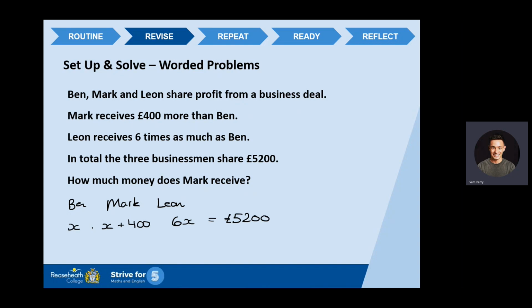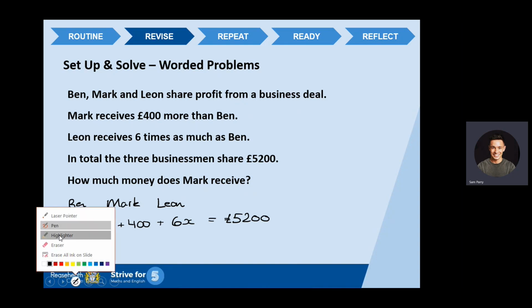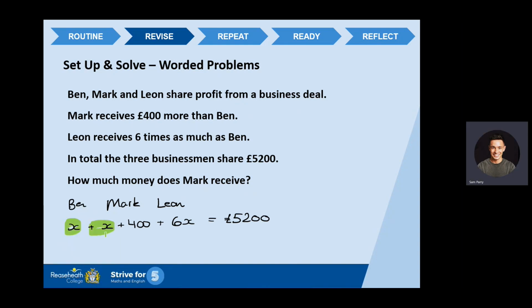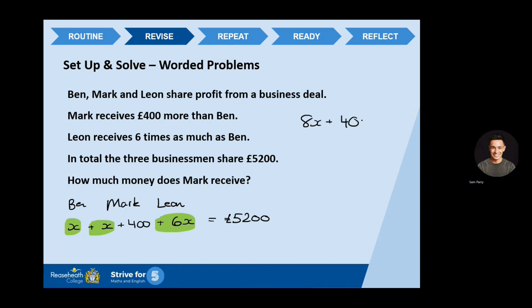Okay. So if we add those values together, we'll know what we need to do. So let's group them together now. So we've got x plus x, that's 2x, plus another 6x. Altogether, that is 8x. And then we've got plus 400 left over. So I'm going to write that up here. 8x plus 400 equals £5,200.